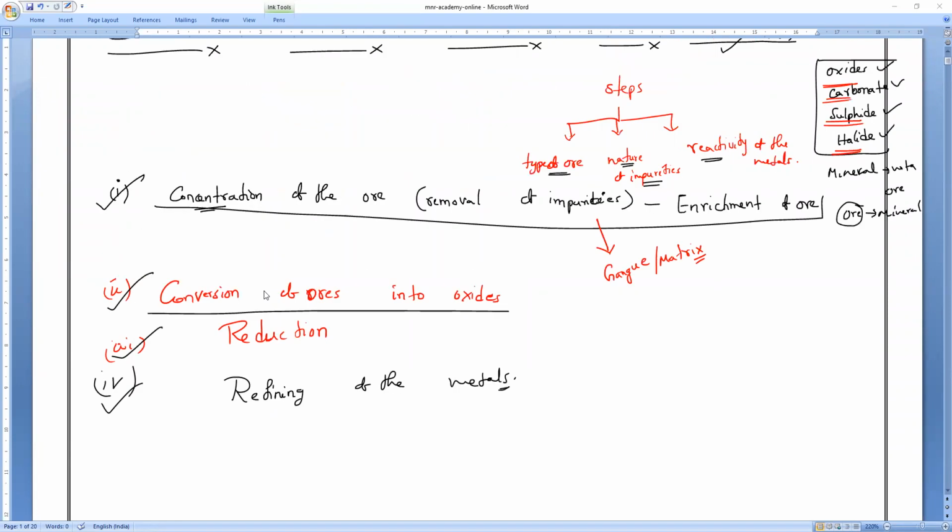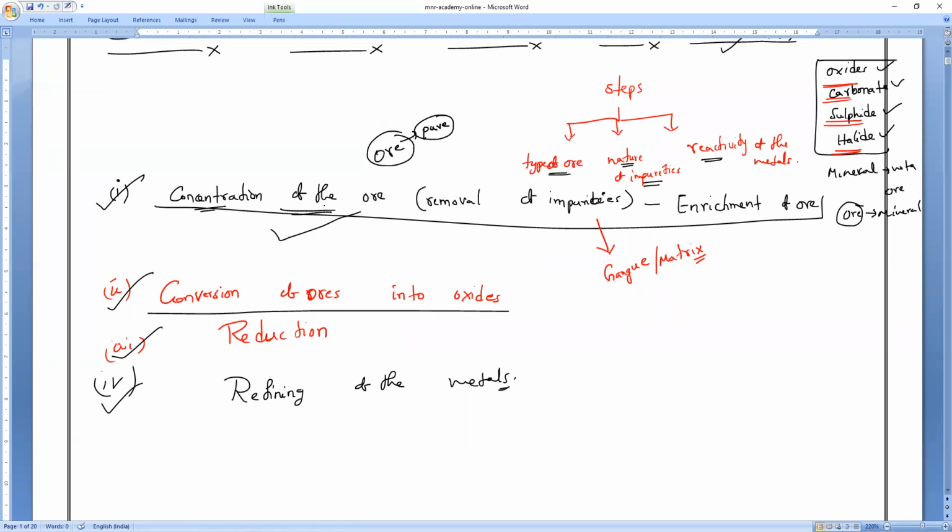See, first step, you should make it concentrated. Do you all understand, guys? What do you mean by concentrated? We are not going to get pure metal. We are getting the ore only, but the ore will become very pure. That is the meaning of concentration of the ore. I hope everybody is clear.